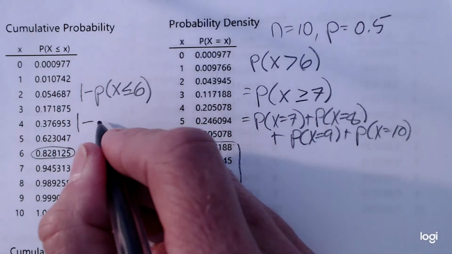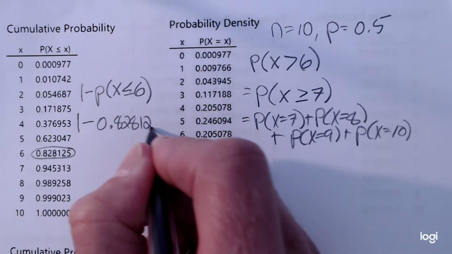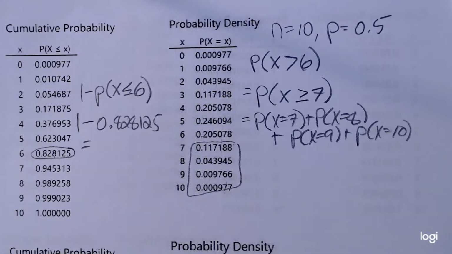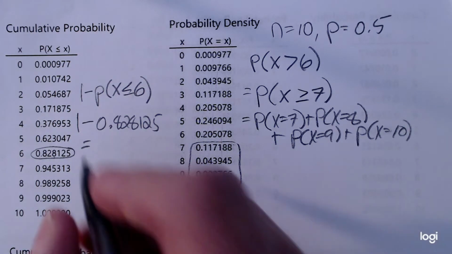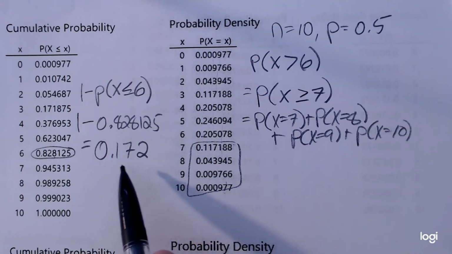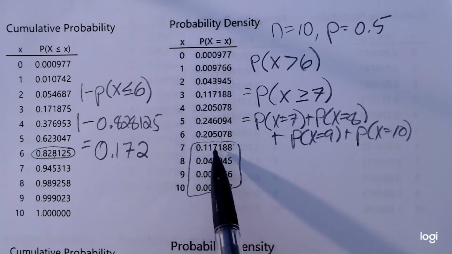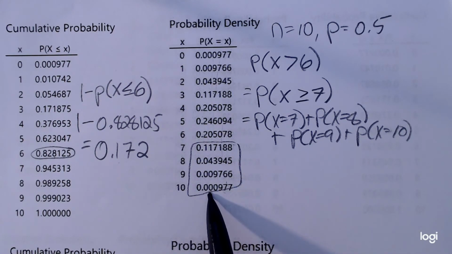So doing that, plugging into my calculator super quick, I get a probability of 0.172 rounded to 3 decimal places. So the probability X is greater than 6 is about 0.172. So that would actually be the sum of these probabilities rounded to 3 decimal places.